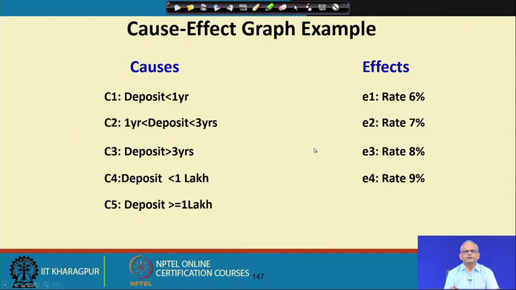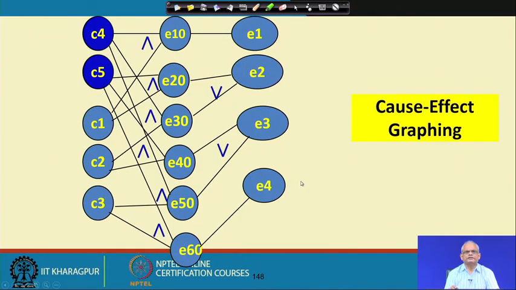Now we can write the causes, which are the conditions basically, and the corresponding effects. So, deposit is less than 1 year, deposit is between 1 to 3 year, deposit is greater than 3 year, deposit is less than 1 lakh, and deposit is greater than 1 lakh. So, these are the different conditions or causes, and then we have the corresponding effect, whether rate is 6%, 7%, 8% or 9%. Now, we represent that in the form of a graph.